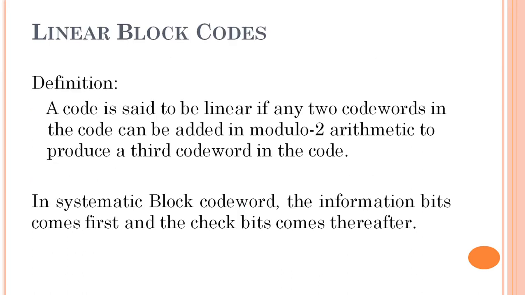Now let us see what we mean by linear block codes. As per the definition, a code is said to be linear if any two code words in the code can be added in modulo-2 arithmetic to produce a third code word in the code. We call a block code systematic if, after the encoding process, the information bits are present first, followed by the check bits. Then we call it a systematic block code word.